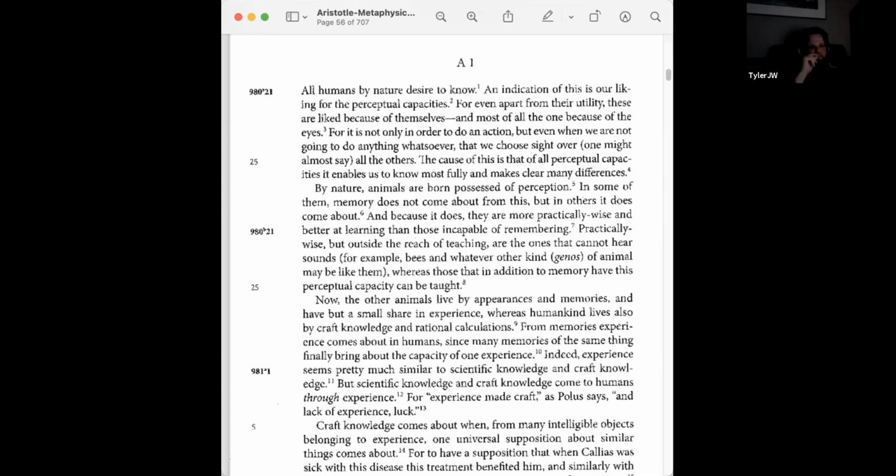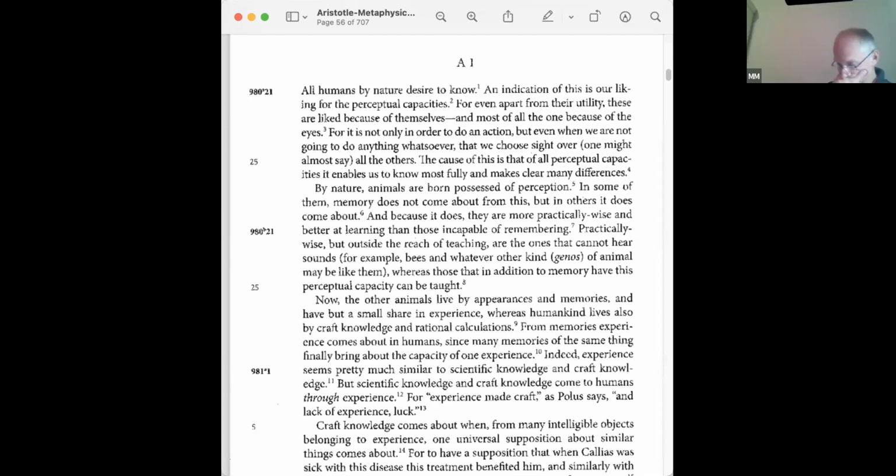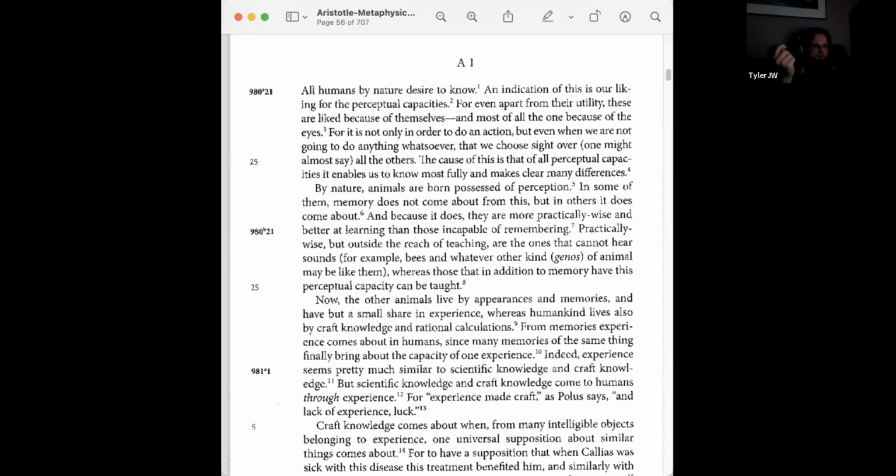I think the first sentence here gives us an important clue because he says other animals live by appearances and memories and have but a small share in experience. So experience is not just going to be appearances or memories. It's going to have to do with the organization or form of unity of them.